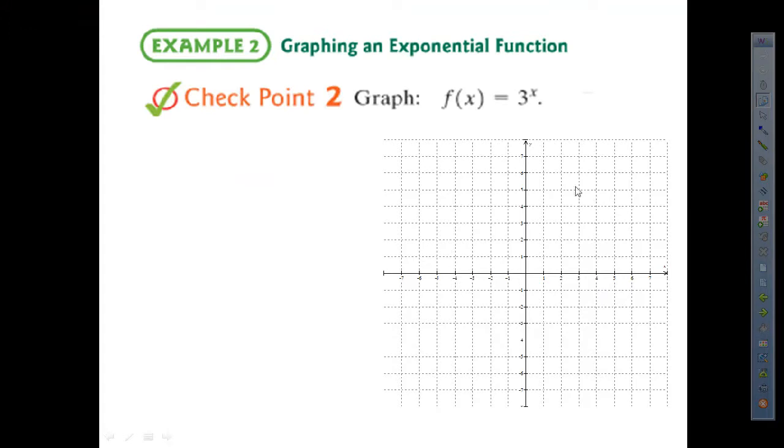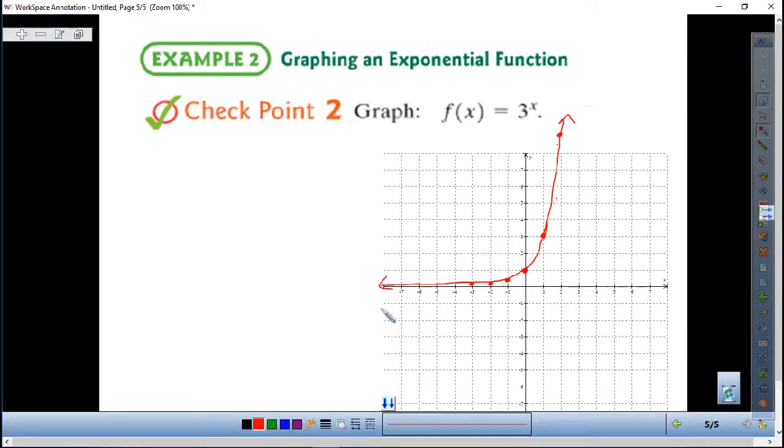All right, you guys try 3 to the x, and I'm going to pause the video again. I want you guys to try to sketch this, and then I'll show you what the answer is in 3, 2, 1. All right, so here's the graph. And one thing you'll notice is that the larger the base is, the faster it's going to grow. Here we go from 0 to 1 and it goes up 2 units. And you go from 1 to 2, and it goes all the way up 6 units.